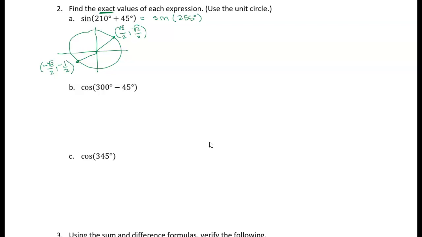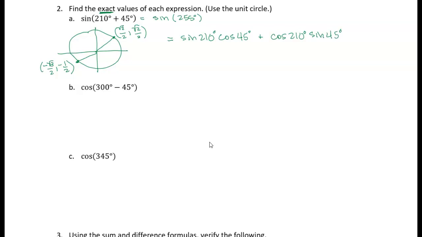Okay, so now we have the sine and cosine of those 2 angles, and then it's just a matter of plugging the values into the formula. Okay, so we're going to do the sine of 210, cosine of 45 degrees, plus the cosine of 210, sine of 45 degrees.